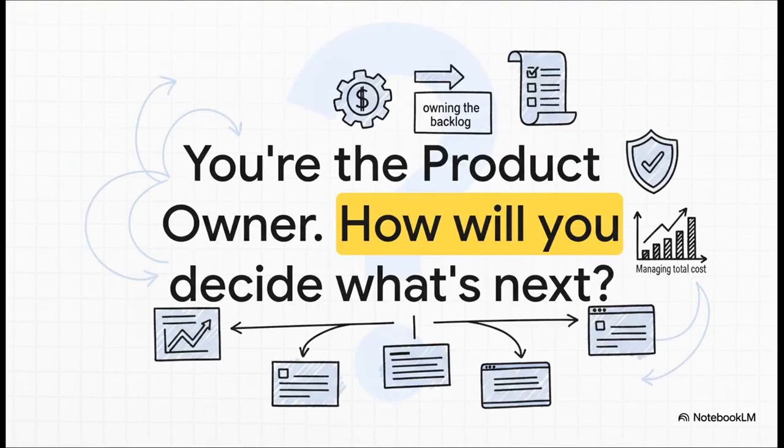So let's just pull this all together for a second. You are the value maximizer. You own the single source of truth, the backlog. You are the guardian of quality, and you manage the true total cost of your product. With all of that in your head, the most important question is always the next one, the one you have to answer for your product right now. What are you building next? And more importantly, why?